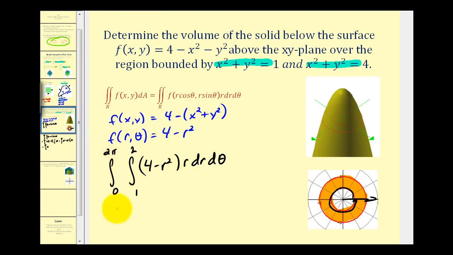Let's go and distribute the r. So we'll have 4r minus r to the third dr d theta. Let's go ahead and finish this on the next slide.